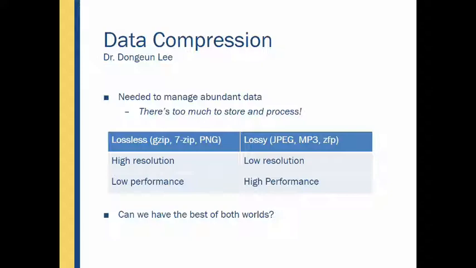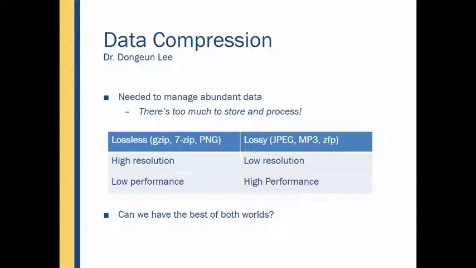Now, there are pros and cons of each type of data compression. Lossless compression guarantees high fidelity in that the data remains intact. Even after you encode and decode data, there's no loss of information. But there are cons. Compression-wise, it shows low performance. The compression performance is quite low compared to lossy compression.